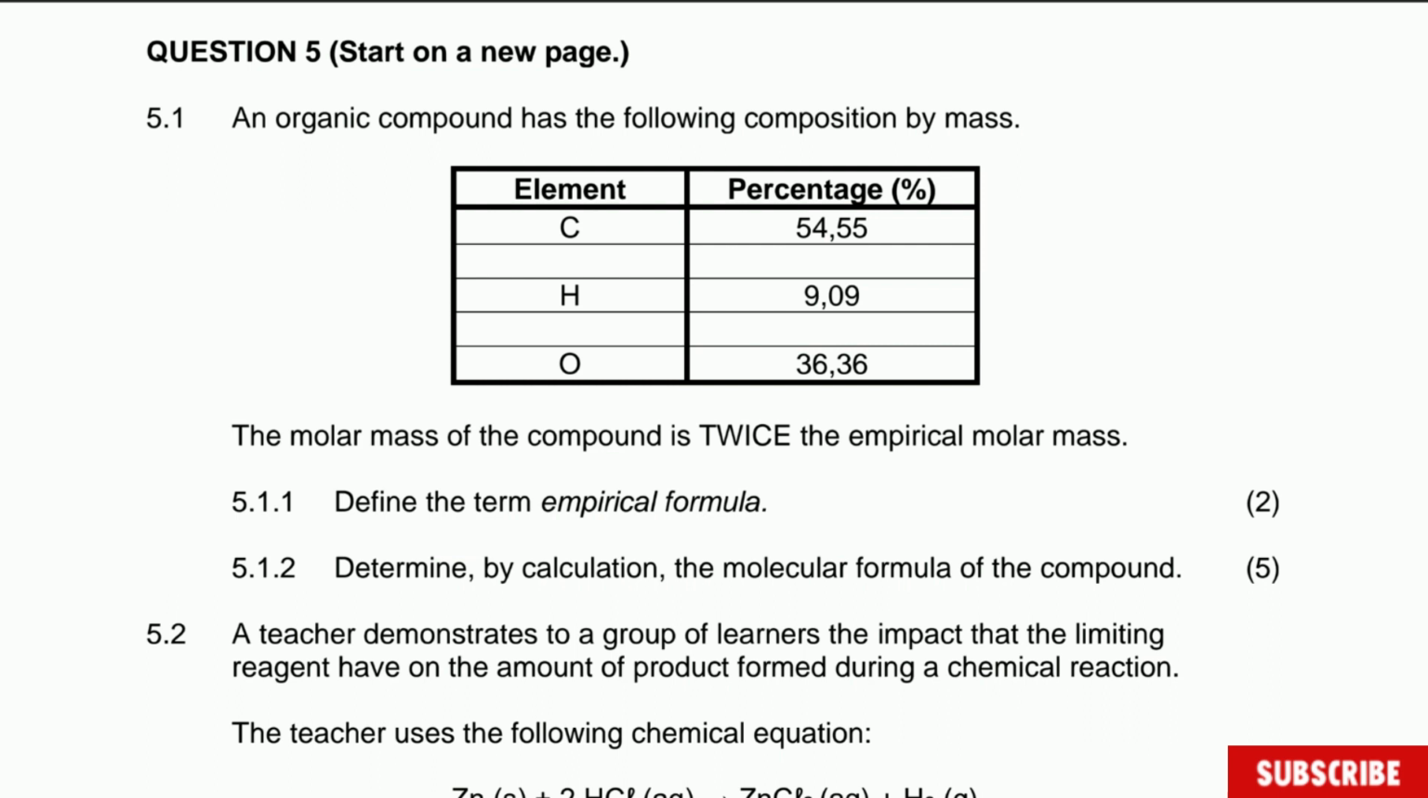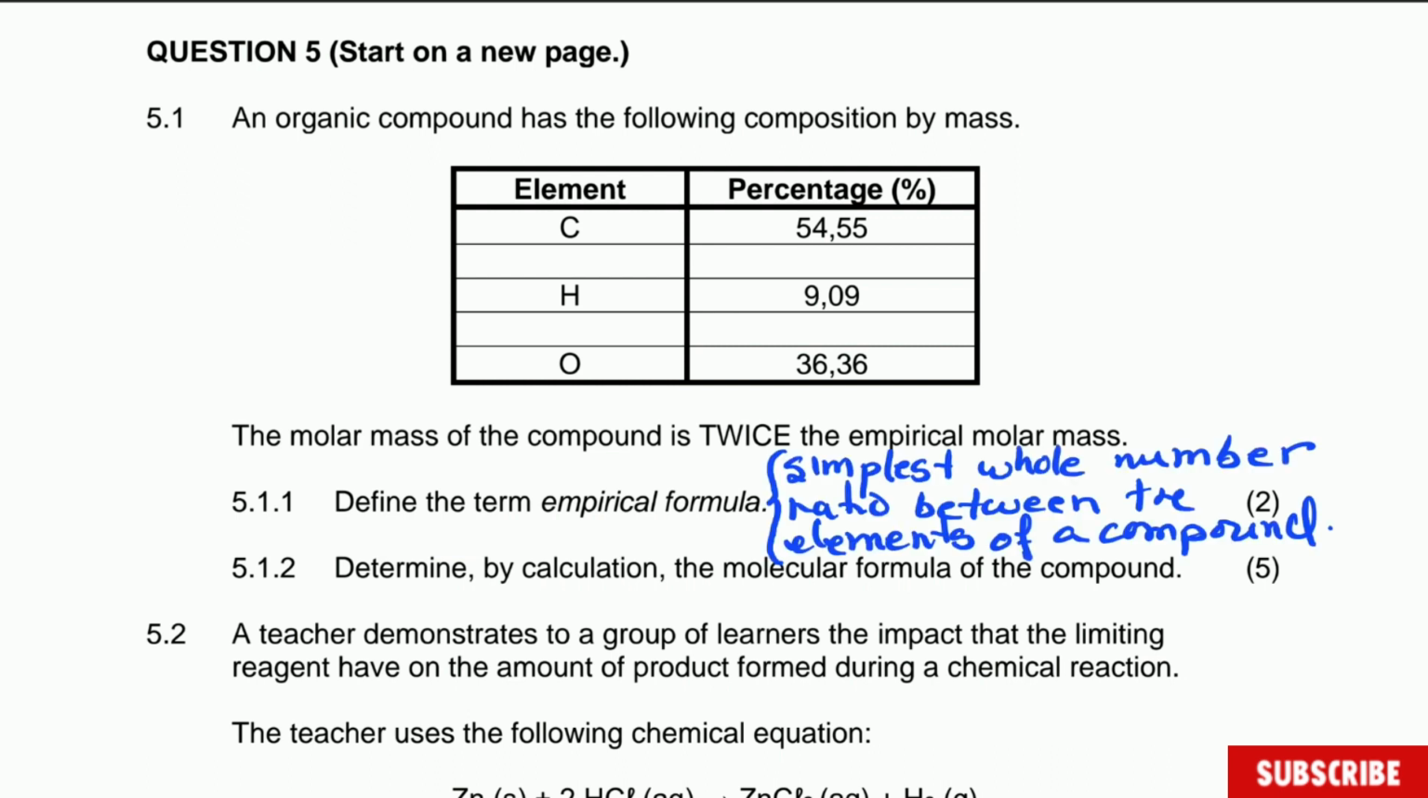The question says an organic compound has the following composition by mass. They're giving you the elements, carbon, hydrogen, and oxygen, and the percentage of each of them. The molar mass of the compound is twice the empirical molar mass. Define the term empirical formula. What is an empirical formula? That is the simplest whole number ratio between the elements of a compound. If you say that, you'll get 2 marks.